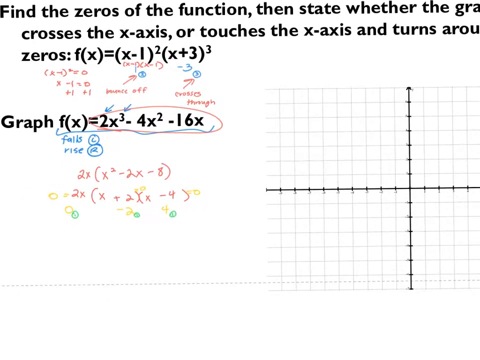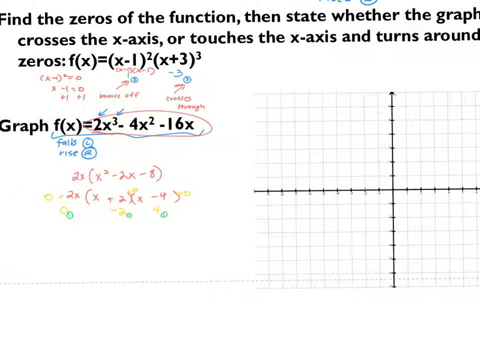So then I go to my graph, and I'm going to start with those points. Negative 2, 0, 4. I know it's going to fall left, rise right. So already I have that information. You with me so far? Now, if I wanted to find my y-intercept, I'd plug 0 in for x, okay?